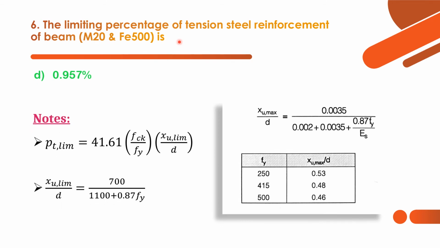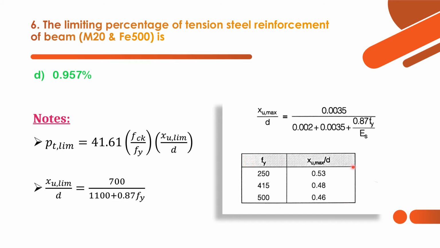There is a simple but important formula to find this PT limit. That is, the limiting percentage of tension steel reinforcement is given by 41.61 into FCK by Fy into XU limit by D. So FCK is given as M20 or 20 Newton per mm square, Fy is 500, and XU limit by D corresponds to this Fe 500 value. So we shall see that now.